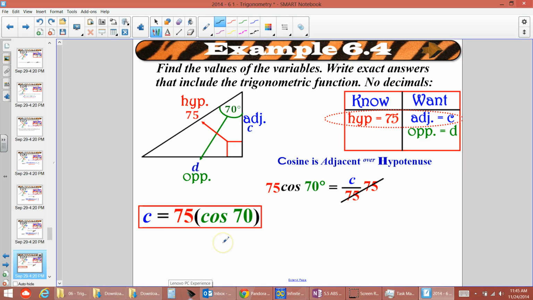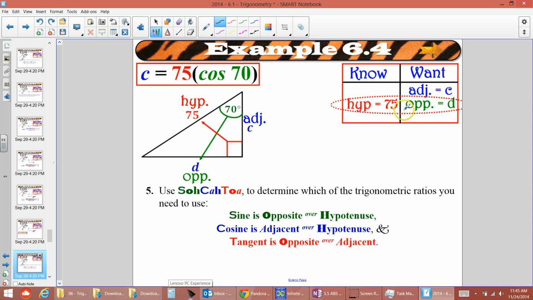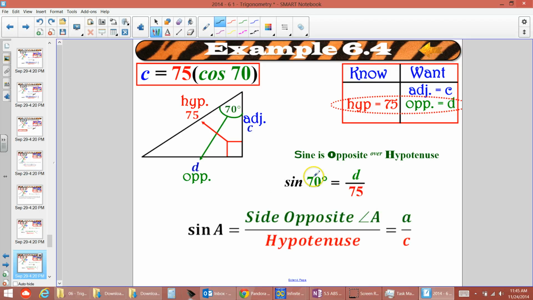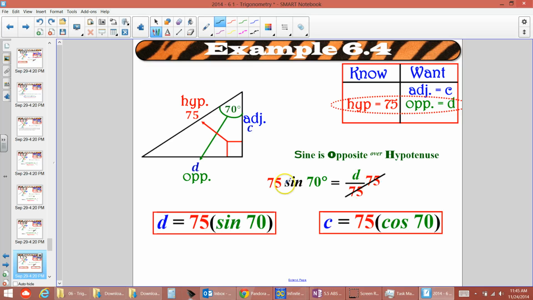we'd know our value. All right, so now we're going to use the sine for the opposite. And so we plug in our sine equals opposite over hypotenuse, gives us sine 70 equals D over 75, and we multiply both sides by 75 to end up with the opposite side, D, is 75 times sine 70. And again, I go to the trig table, I find out what sine 70 is, multiply that by 75, and I find my D value. Okay.